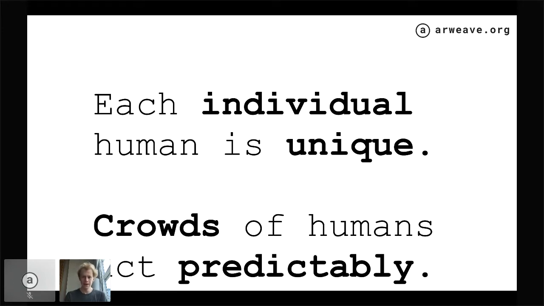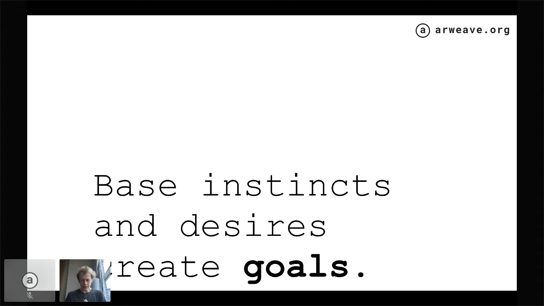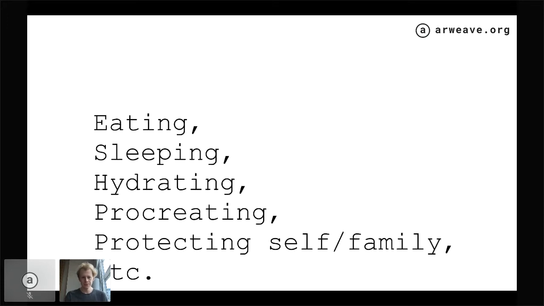So first, we've got to understand that unlike in the world of computers where we're used to programming things, in the world of humans, the machine is working towards goals, and these are created by basic instincts. So we have basic primitive goals that we need to all reach on a day-to-day basis: eating, sleeping, hydrating, procreating, protecting self and family.